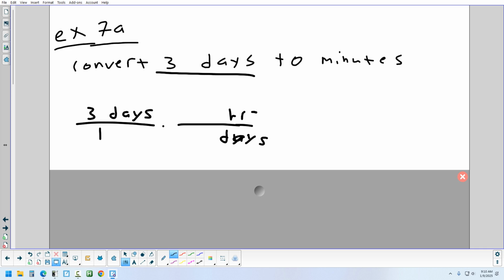And we want hours in the top. Now we have to fill in a fact here that is true. It can be any fact that you know about hours and days. It just has to be something that is true. Okay. Can someone give me a fact, a true fact, that relates hours and days?